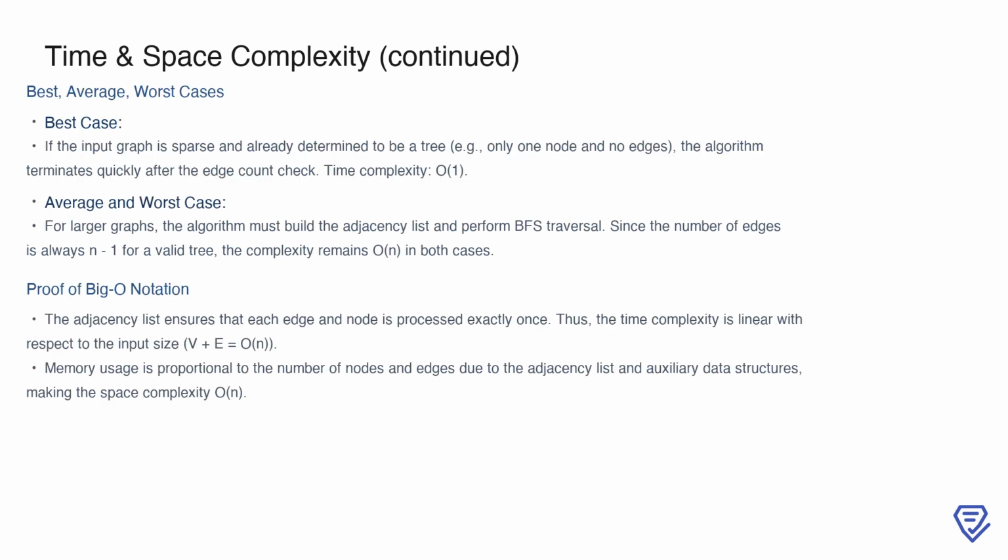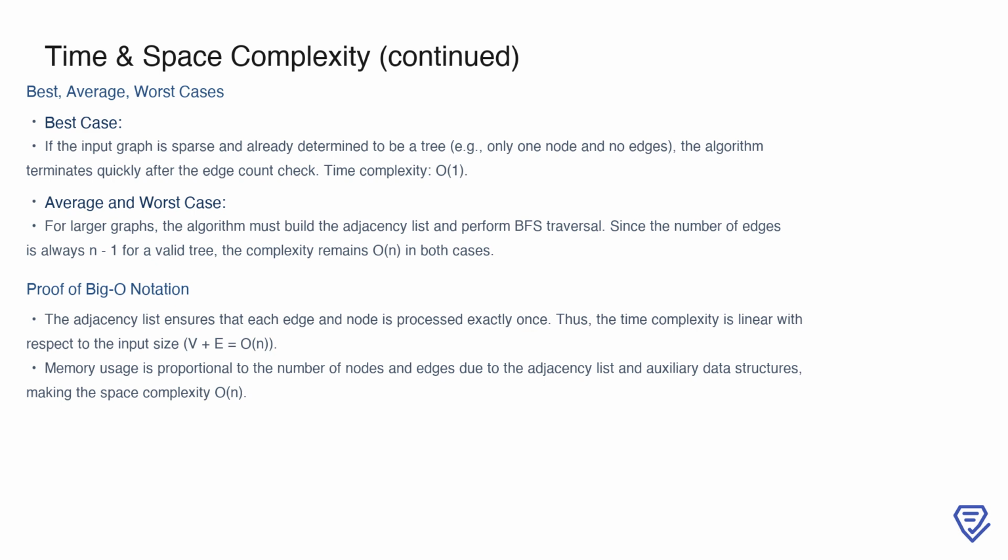Finally, let's examine the best, average, and worst cases for this algorithm. In the best case, where the graph is sparse or trivially a tree, for instance, a single node with no edges, the algorithm terminates quickly after the edge count check. This results in a time complexity of O(1).